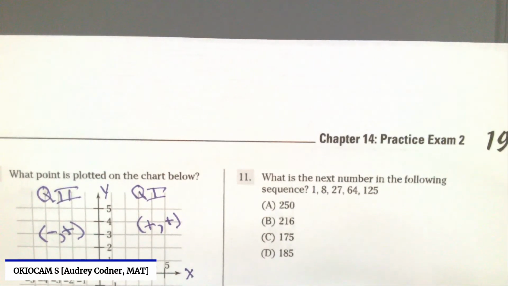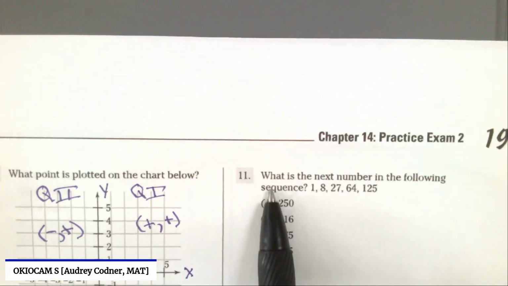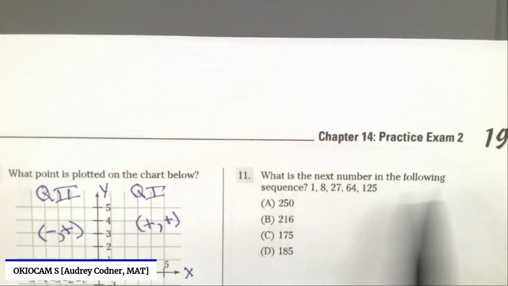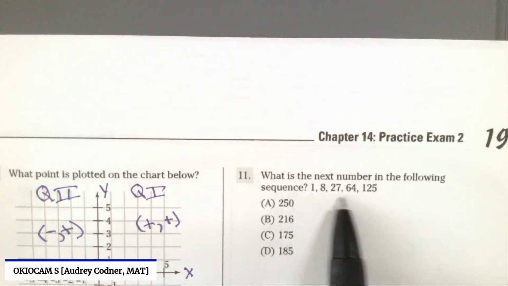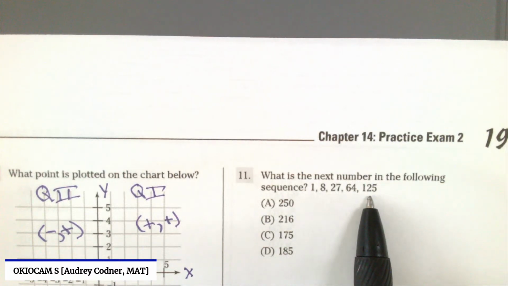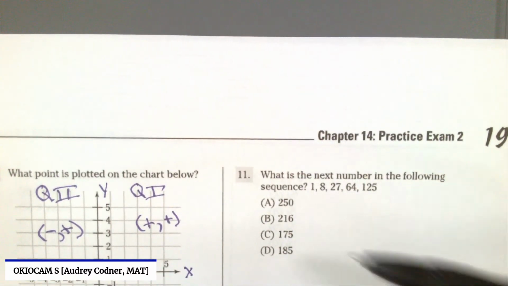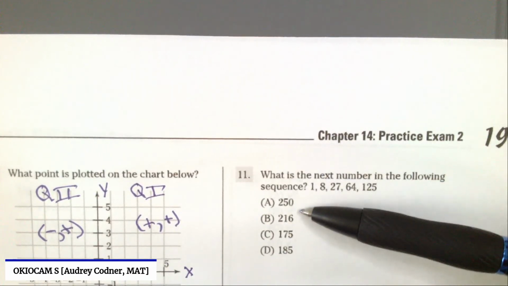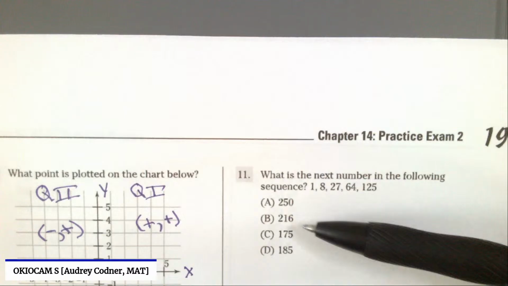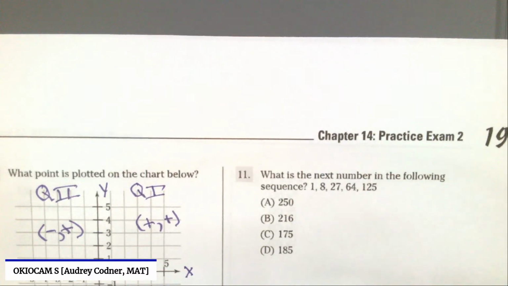All right. So, two more problems, two more. What is the next number in the following sequence? We have 1, 8, 27, 64, and 125. What do you think will be the next number of the sequence? Is it 250, 216, 175, or 185? Okay. Let's see what you guys have.